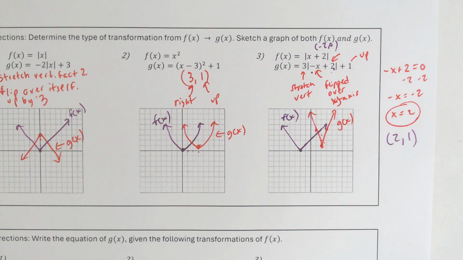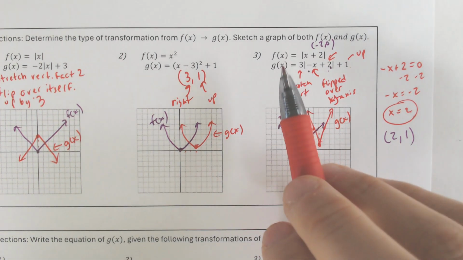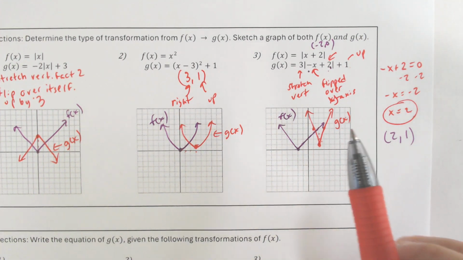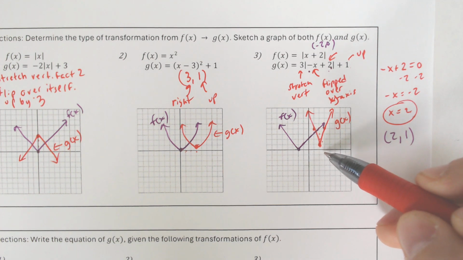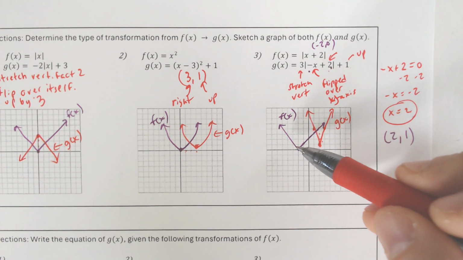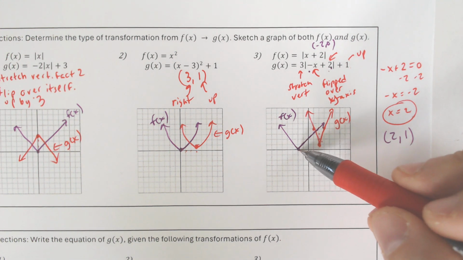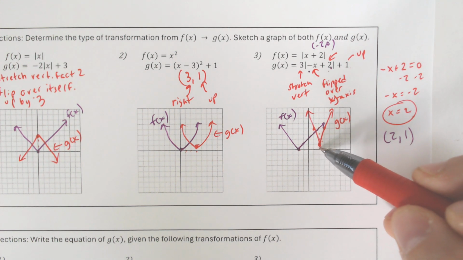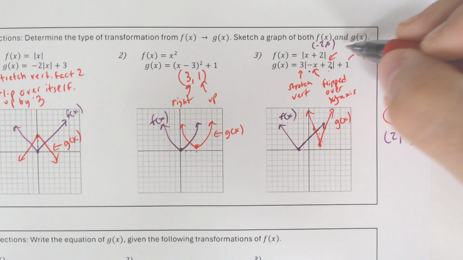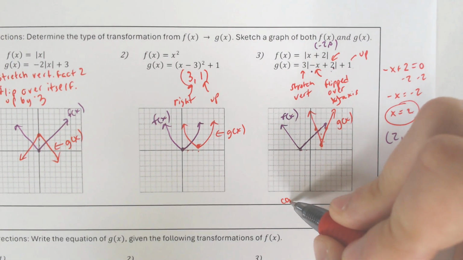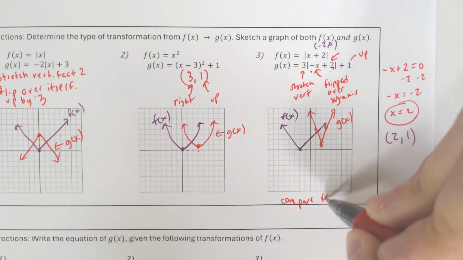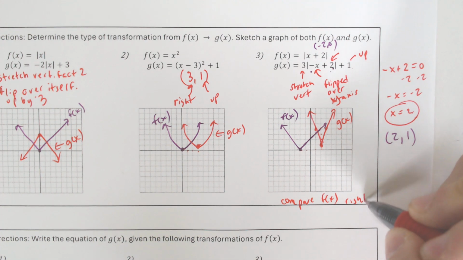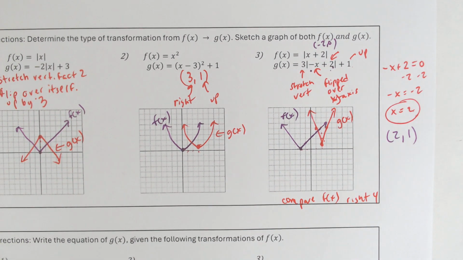Okay? So what happened here? Well, how much did it actually go to the right by? Compared to the origin, it went to the right by 2 and up by 1. How much did it go to the right by compared to f of x? Well, compared to f of x, it went to the right by 1, 2, 3, 4, and up by 1. So really, compared to f of x, it went to the right by 4, not right by 2. All right? So it's all relative to where you're actually looking at.